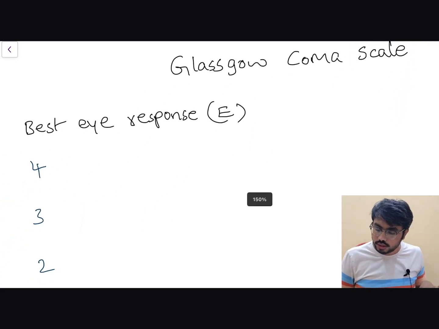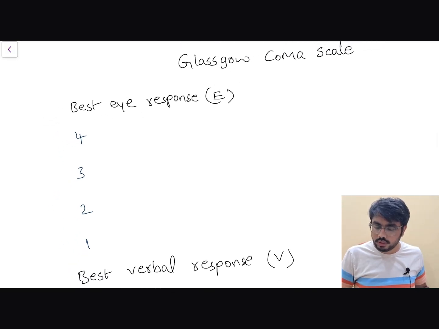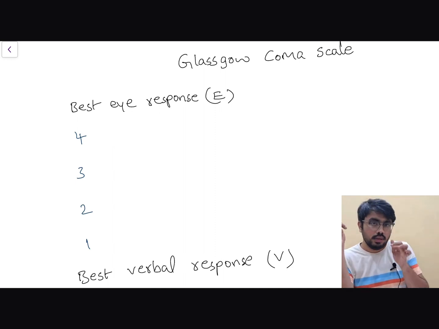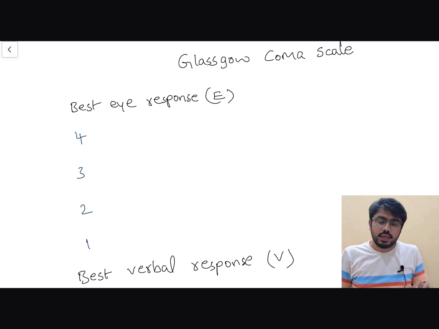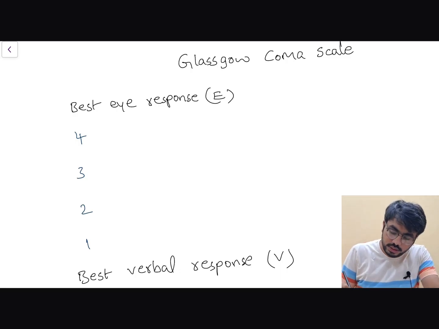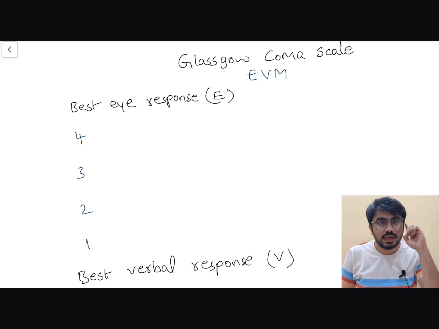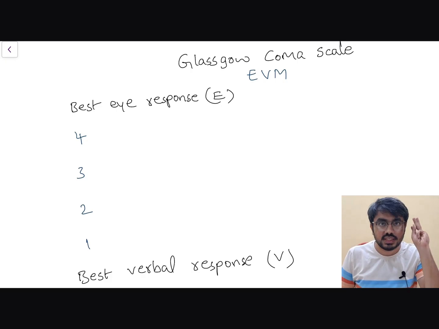Now coming to the next question, that is Glasgow Coma Scale, GCS. I have to assess three things: EVM. Glasgow Coma Scale. EVM. Best eye response, E. Best verbal response, V. Best motor response, M. EVM.